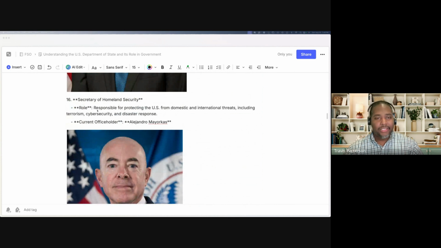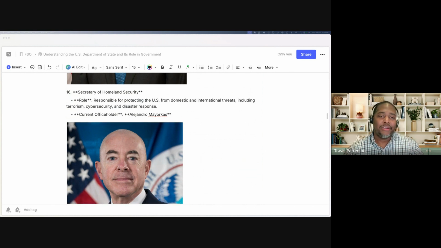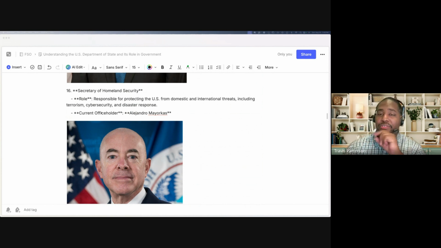Mayorkas, Secretary of Homeland Security, responsible for protecting the United States from domestic and international threats, including terrorism, cybersecurity, and disaster response. So I imagine this person in a scenario, Alejandro, and Alejandro, I'm going to roll that R correctly, and probably the Secretary of State, they probably collaborated together when it came to cybersecurity and maybe also the Department of Defense.